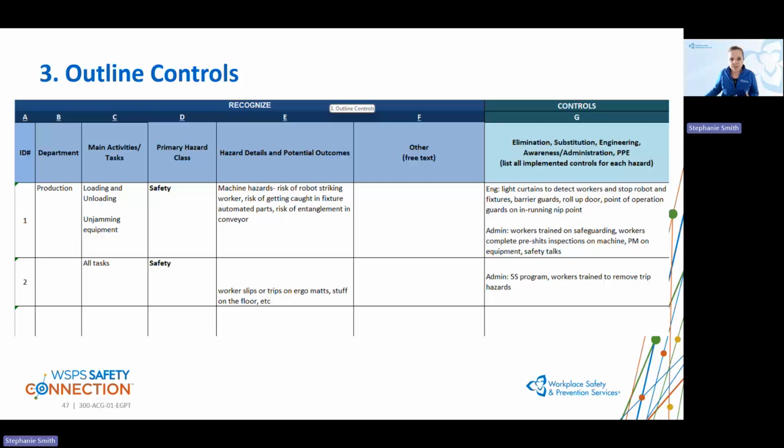Same as workers slipping and falling. You can have that as one big line item of saying it's just workers' trips and falls. It's all up to your organization how you want to do this, but it's just a suggestion to consider grouping where possible.